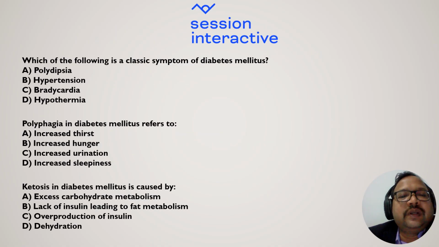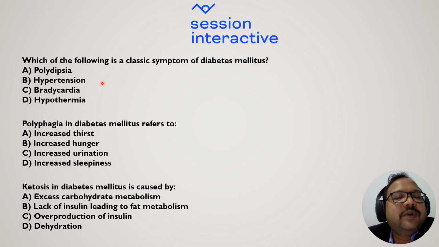Now we move to the interactive session. The first question is, which of the following is the classic symptom of diabetes mellitus? Next one is, polyphagia in diabetes mellitus refers to. The third question is, ketosis in diabetes mellitus is caused by.